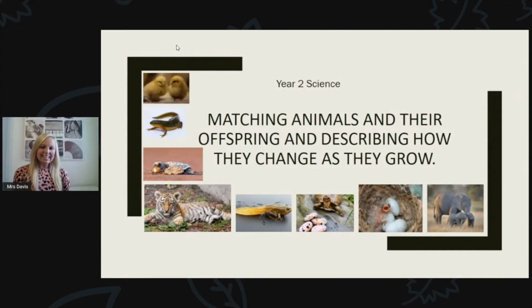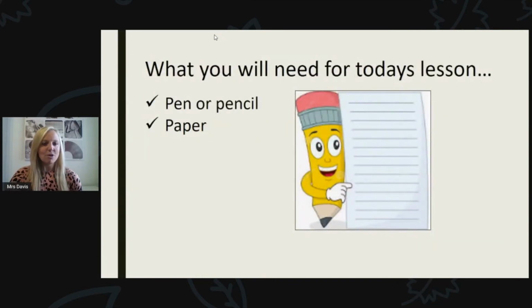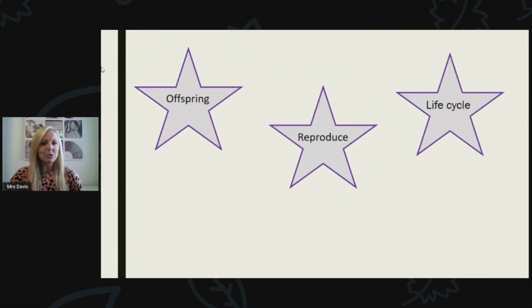Right, for today's science, we're looking at matching animals and their offspring and describing how they change as they grow. Now, offspring basically means babies. So we're looking at animals and their babies, their offspring. What you will need for today's lesson is a pen or a pencil and paper, or your exercise book if you've got one. We've got our stars here telling us about our different vocabulary. I won't tell you what these mean yet. You might already know, but if you don't, we will discuss them as we go through the slides.